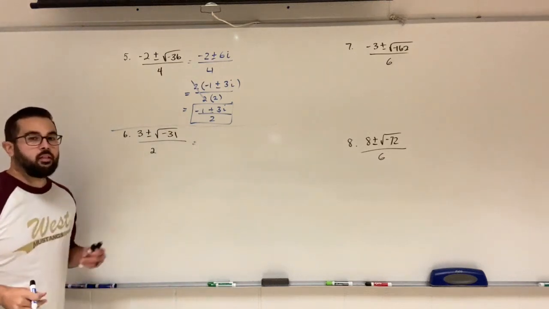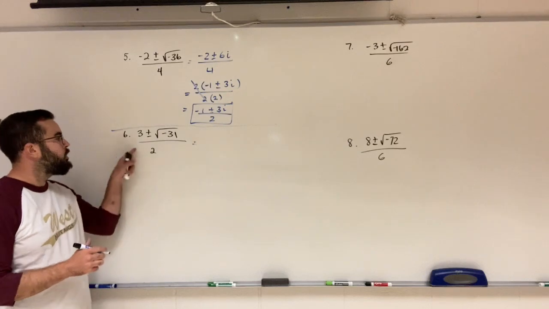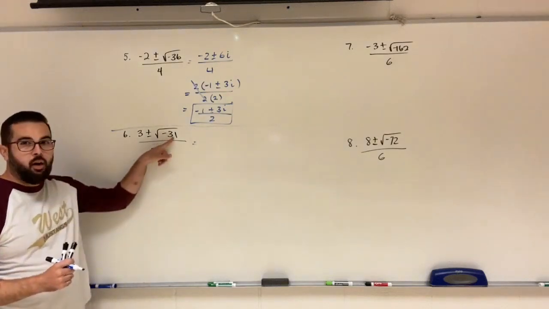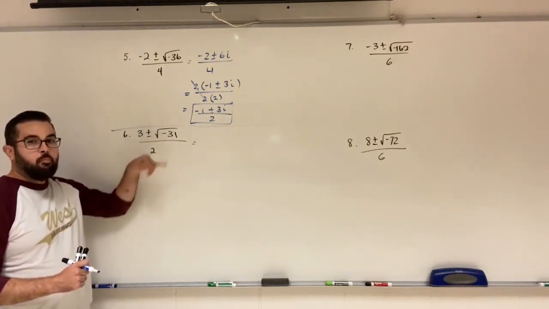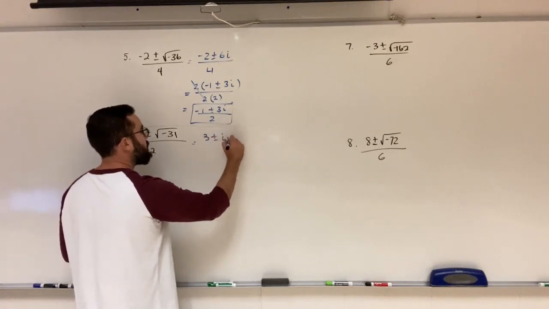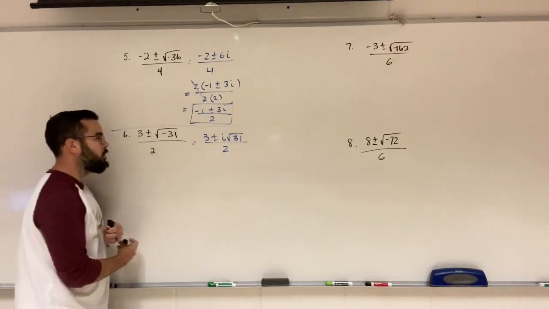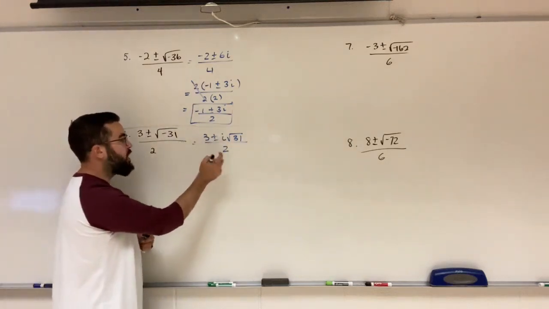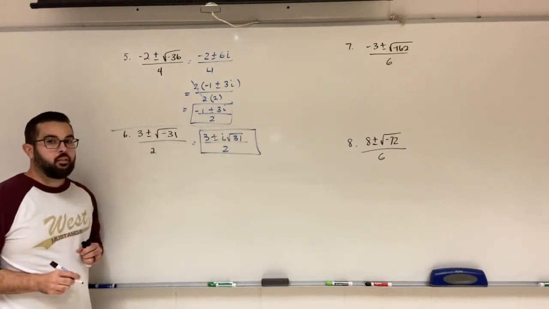Okay, moving on to the next example. We have 3 plus or minus square root of -31 over 2. So first thing I notice is 31 is prime, but I can still simplify the negative there and bring out an I. So I'm going to have 3 plus or minus I square root 31 over 2. Now 3, I, and 2 don't share any common factors, so that is simplified.